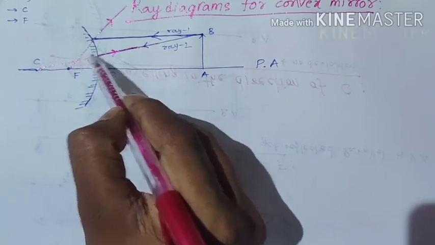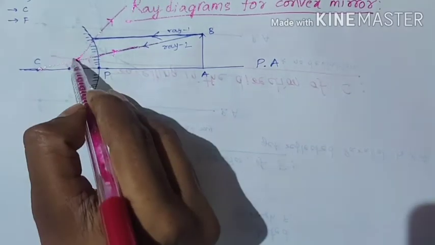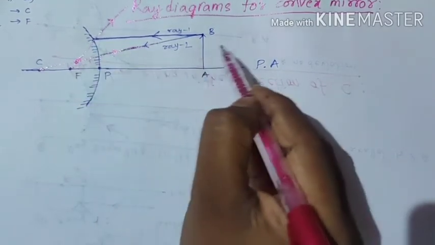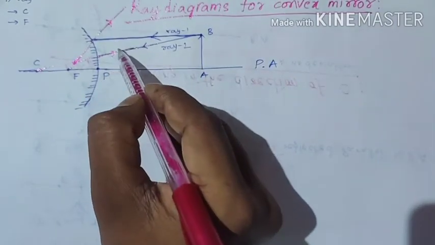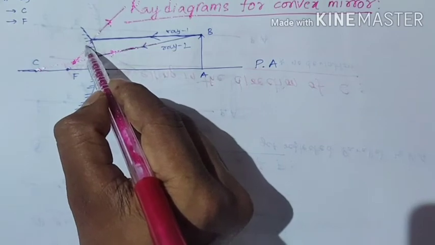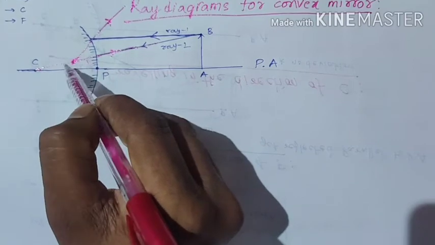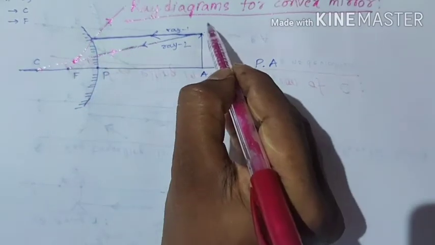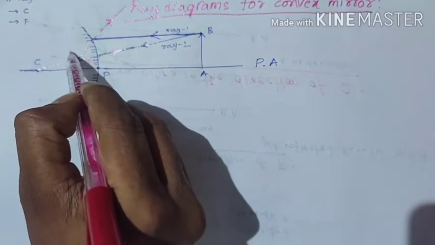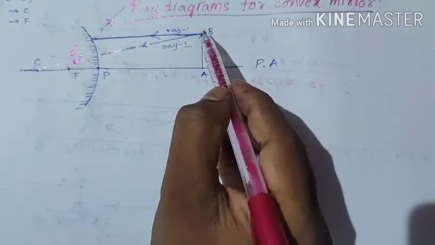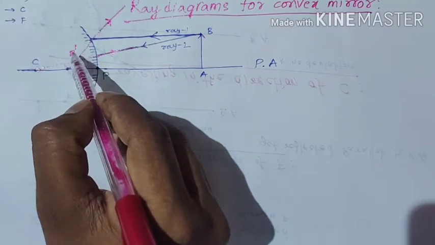If you extend these two in the backward direction, they will meet at one particular point. At this particular point you will get the image of this object. So here this is the first reflected ray and this is the second reflected ray. If you extend these two reflected rays, they meet at this point where you will get the image of this particular point. What is this point here? B. The image of B will be formed here, so I am writing B dash. The image of B is located as B dash.